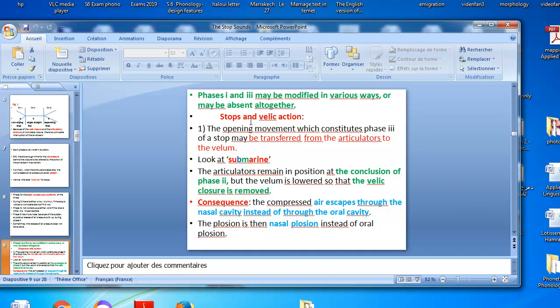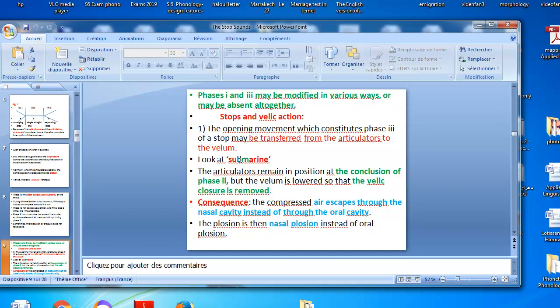Let's talk about the first case, stops and Velic action. Remember what we said about Velic action. We can talk about Velic opening and Velic closure. Number 1. The opening movement, which constitutes phase 3 of a stop, may be transferred from the articulators to the velum. Look at this example.